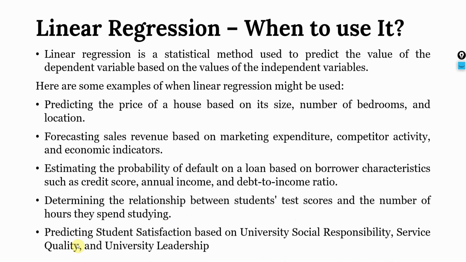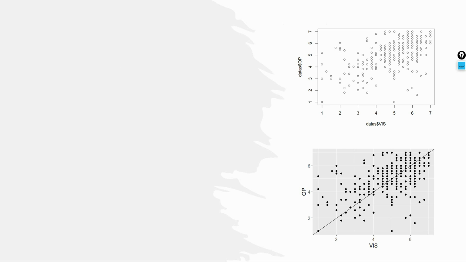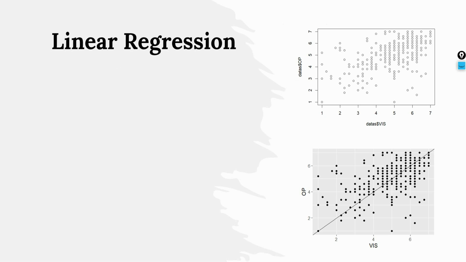And finally, another example could be, well, let's say I've collected data through a survey and I've asked people questions about their student satisfaction, how responsible their university is, how good the service is, how good the leadership is, and then based on that, I can predict the student satisfaction using the scores of university social responsibility, service quality, and university leadership. Now these are the previous scatter plots that we have done, the top one and the bottom one. These were done in R.